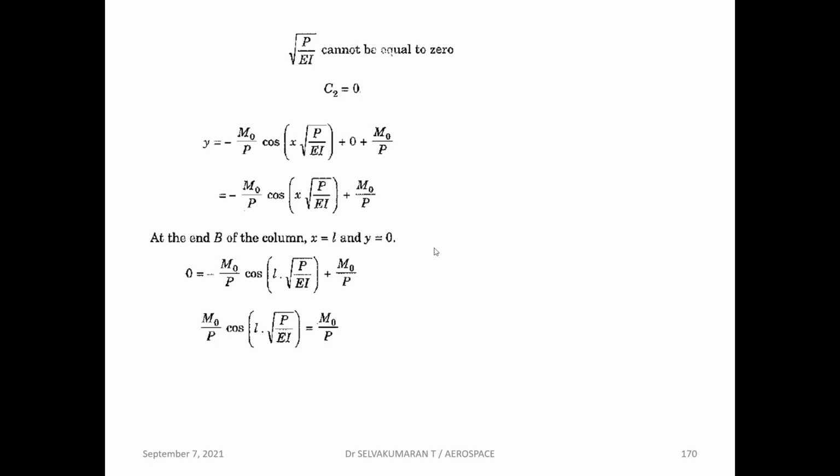M naught by P on either side will cancel each other. You will get 1. So cos of L root of P by EI is equal to 1. Cos 0 is 1, cos 360 is 1. So let us take the least practical value. L into root of P by EI is equal to 2 pi. Squaring on either side, you get P critical or P crippling load is equal to 4 pi square EI by L square. So this is Euler's critical load formula when both the ends of the column are fixed.